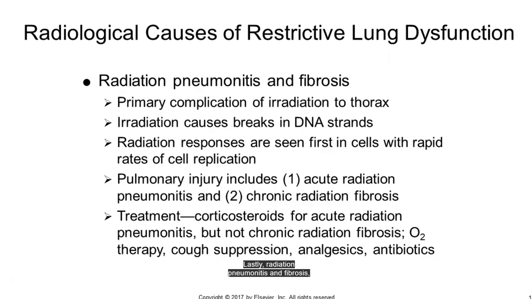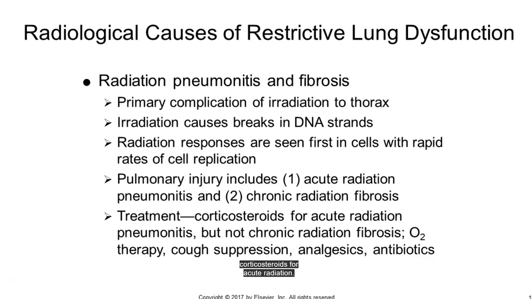Lastly, radiation pneumonitis and fibrosis, which results from irradiation of the thorax, can cause RLD and occurs 2 to 6 months after treatment. Since irradiation of the thorax is used in Hodgkin's lymphoma and breast, lung, and esophageal cancers, it is important to recognize this serious complication. Patients who have undergone bone marrow transplants and are on cytotoxic agents are at the greatest risk.